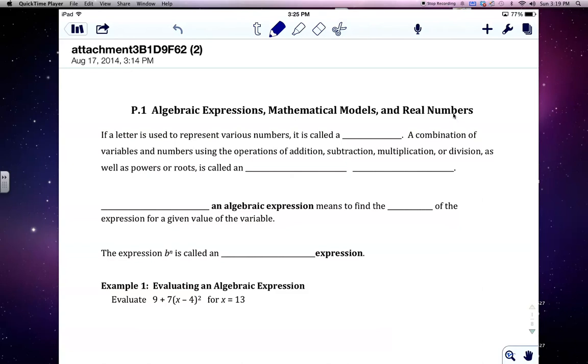Okay, welcome to section P.1, Algebraic Expressions, Mathematical Models, and Real Numbers. If a letter is used to represent various numbers, it is called a variable. A combination of variables and numbers using the operations of addition, subtraction, multiplication, division, as well as powers or roots is called an algebraic expression.